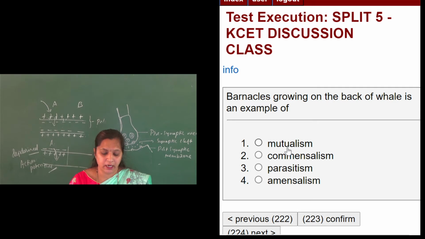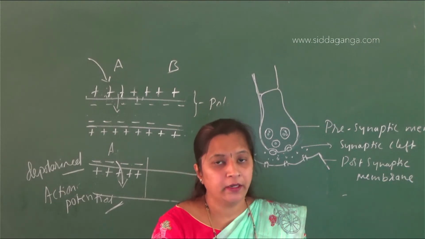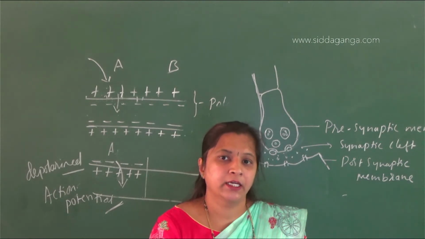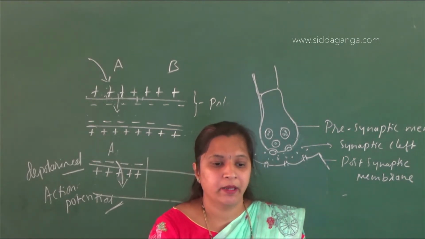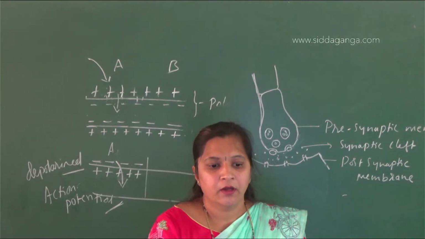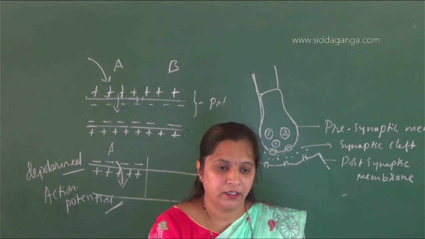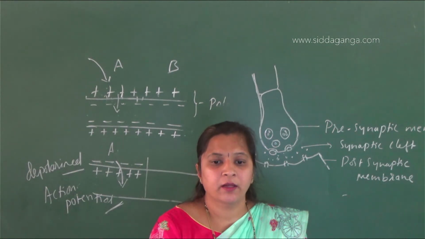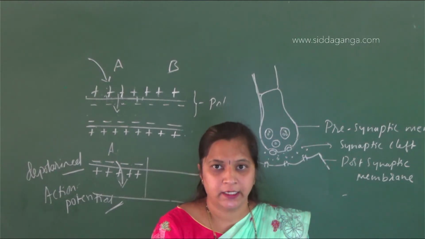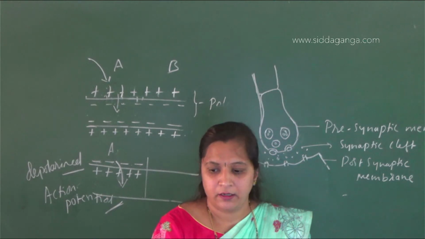In the first option they have given mutualism. In mutualism, both the species get benefited, right? But in commensalism, one of the species gets benefited and the other is neither harmed nor benefited. Parasitism, one of the species gets benefited and the other is harmed. Amensalism, one of the species is harmed and the other species remains unaffected. So barnacles growing on the back of a whale: barnacles are benefited, the whale remains unaffected, so this is an example of commensalism. So the right option here is the second one. Then next question.